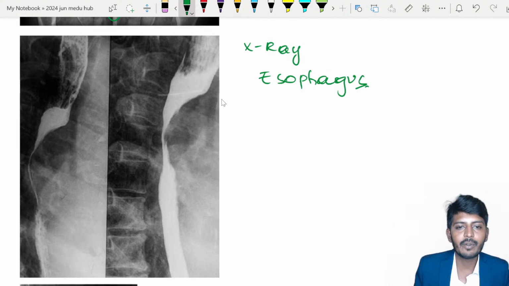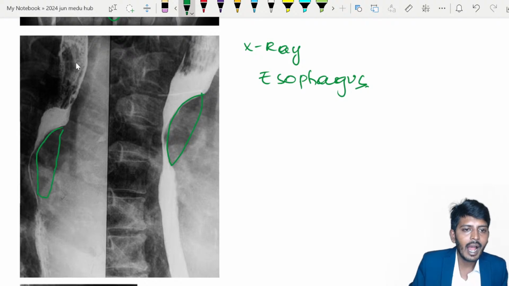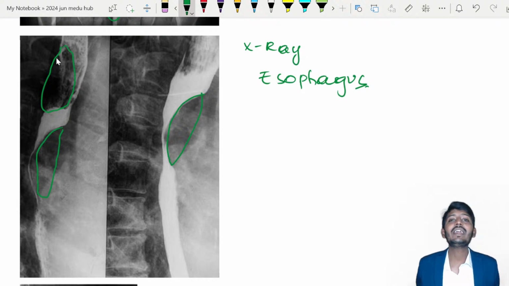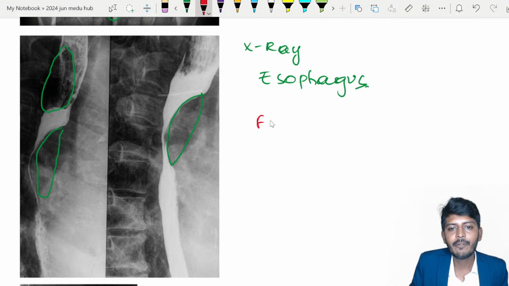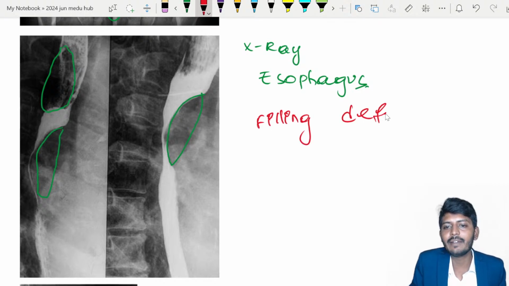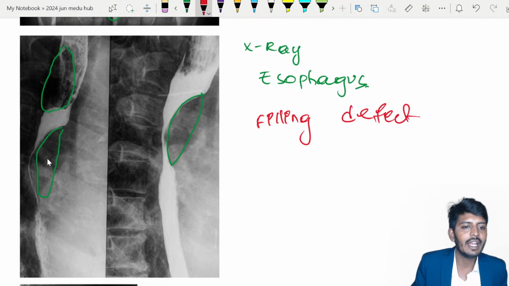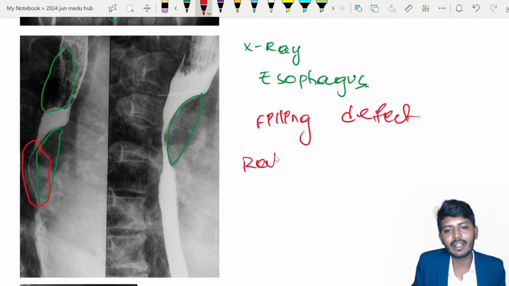So in the barium, if you notice, in this particular area, and here also in this area, contrast is not going. The area where contrast is not going, we call a filling defect. Filling defect. So if you notice here, it is creating a rat tail appearance. We call it a rat tail appearance.